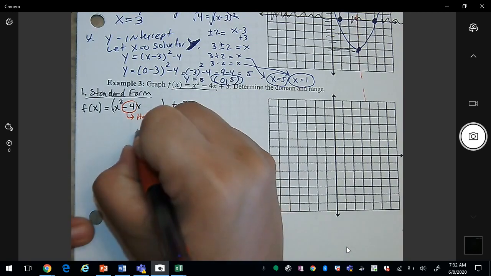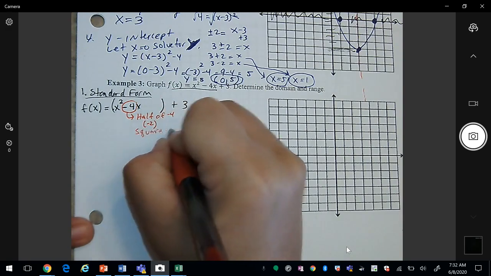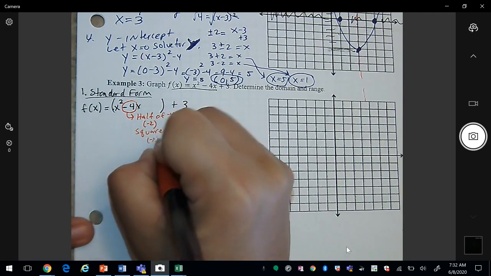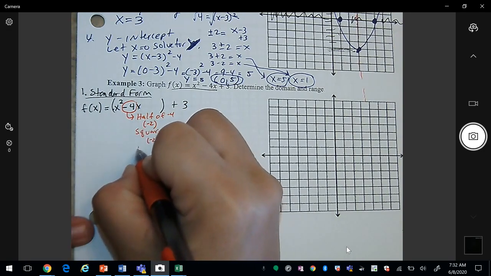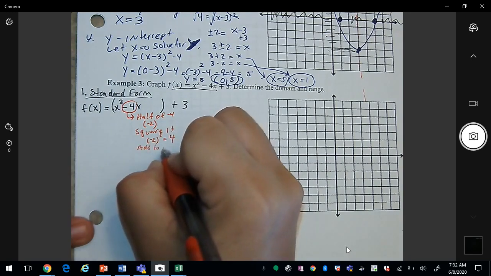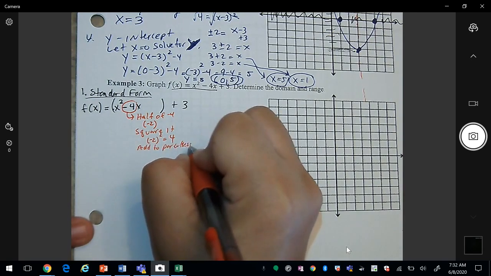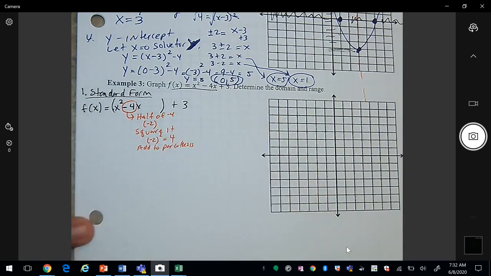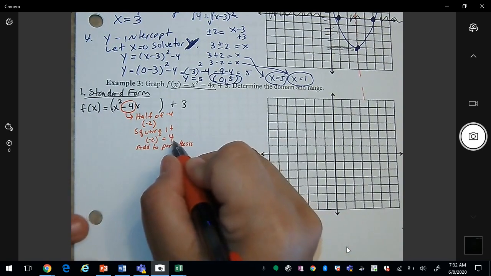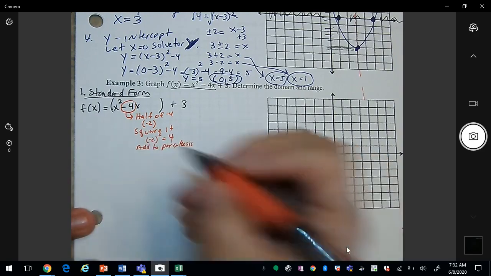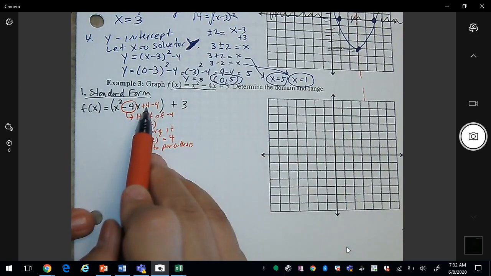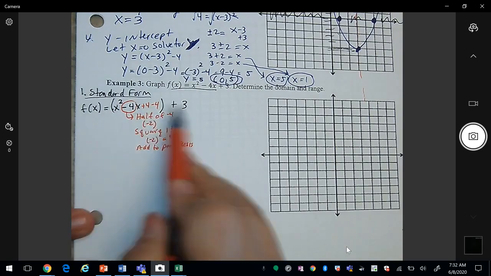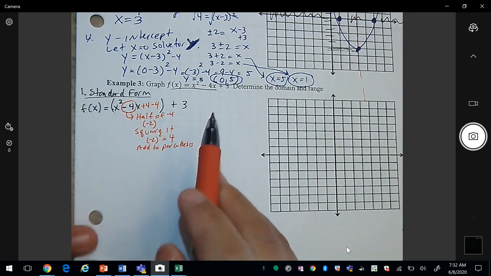Once you take half, then you're going to square it. So negative 2 squared is equal to 4. And then last, we're going to add two parentheses. We're going to add a positive 4 and a negative 4. So basically, we're adding 0. So I'm going to add plus 4 minus 4. So notice here, plus 4 minus 4 is 0. So we're not changing the problem. We're just making it look different.